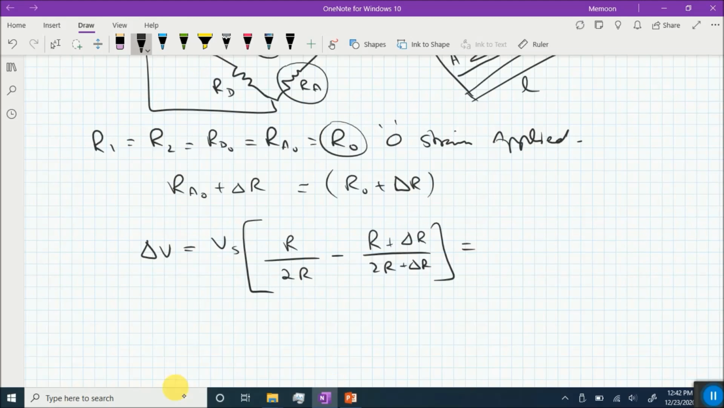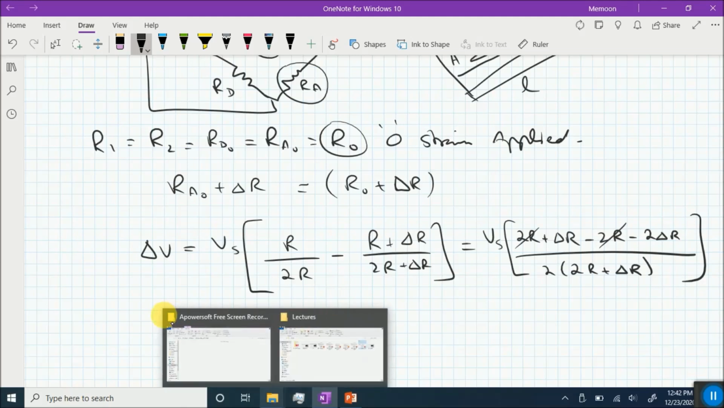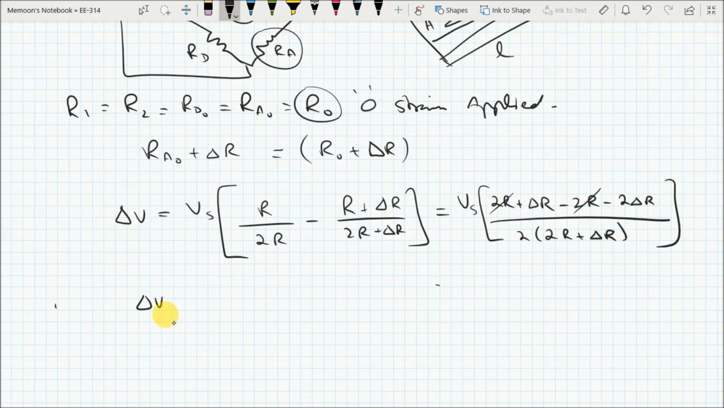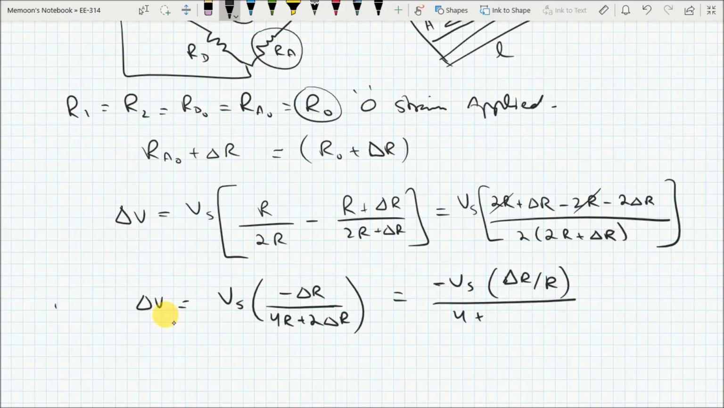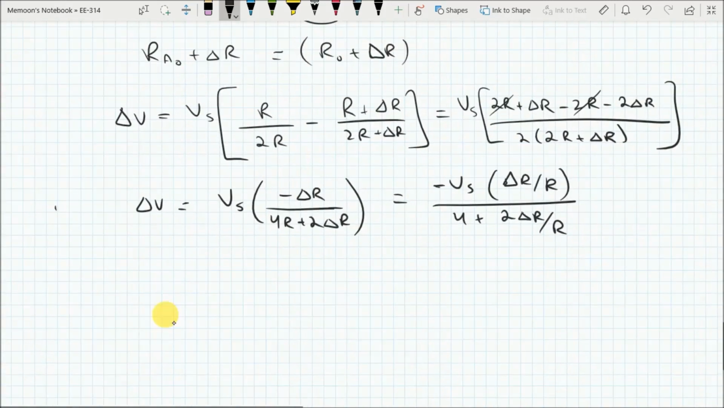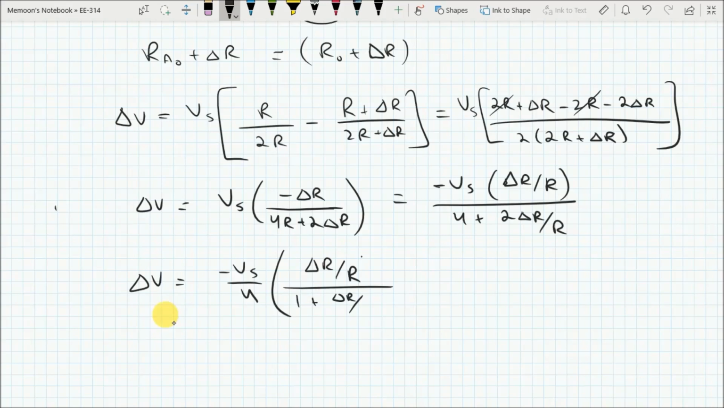And let's expand this expression. It will become Vs into 2R plus delta R minus 2R minus 2 delta R over 2 into 2R plus delta R. These will cancel out, and this will become delta V is equal to Vs into negative delta R over 4R plus 2 delta R, and that is equal to negative Vs into delta R over R divided by 4 plus 2 delta R over R. And then delta V will be equal to negative Vs over 4 into delta R over R over 1 plus delta R over 2R.